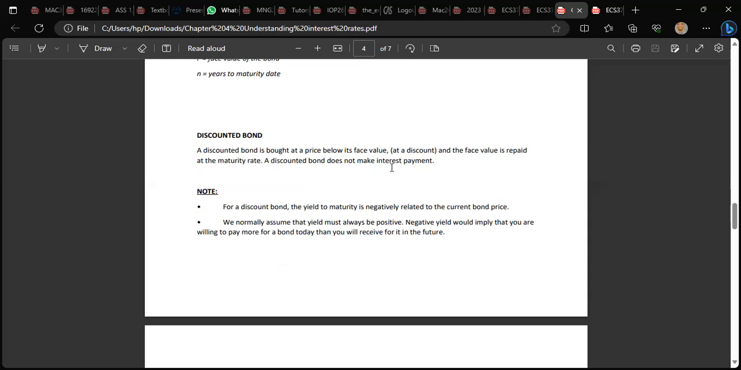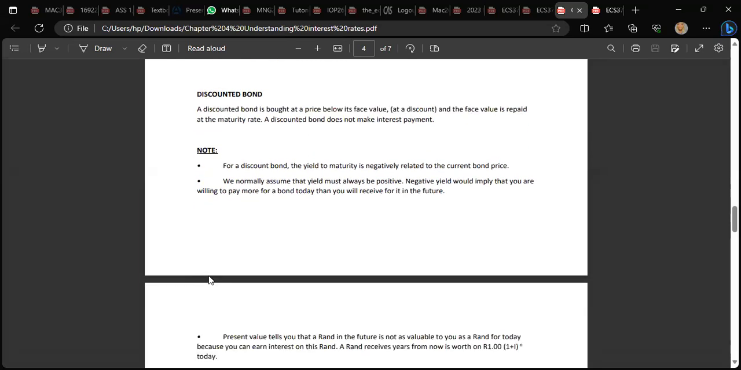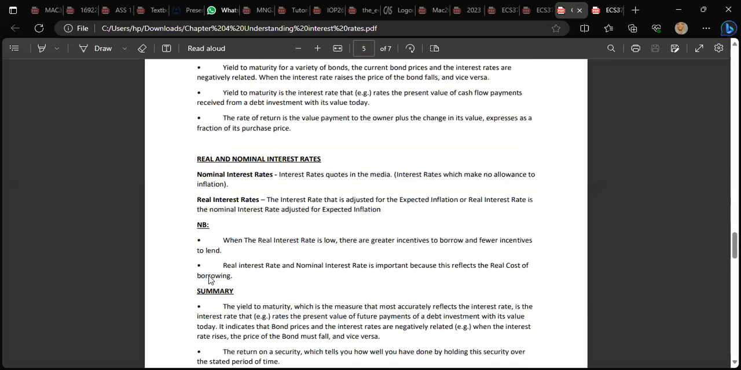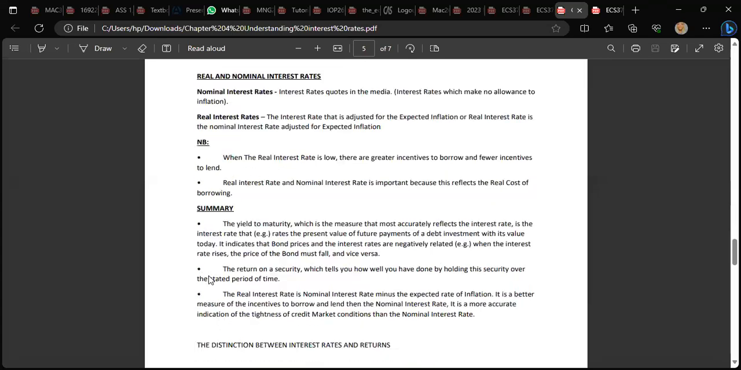So a discounted bond does not make interest payments. So we sell you the bond at 900 rands, and then at redemption date we give you 1,000 rands. That's a discounted bond, right? And then now we distinguish between nominal and real interest rates.